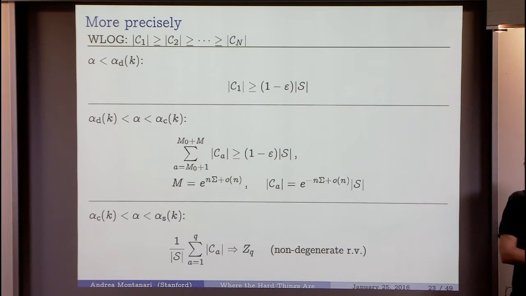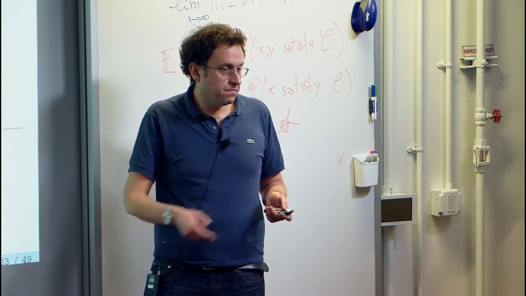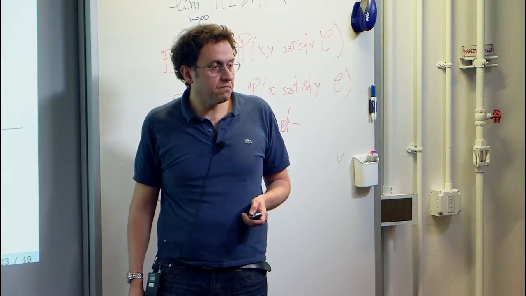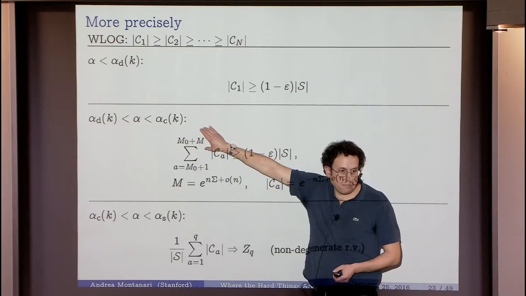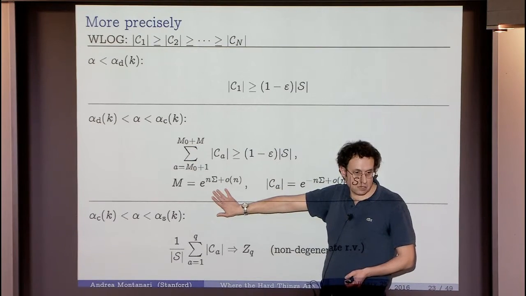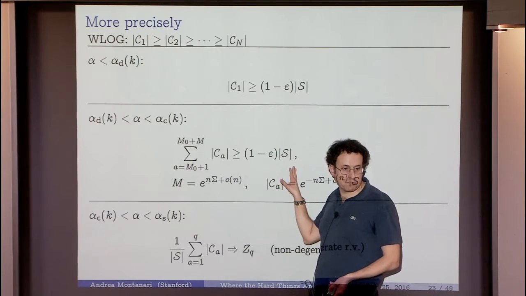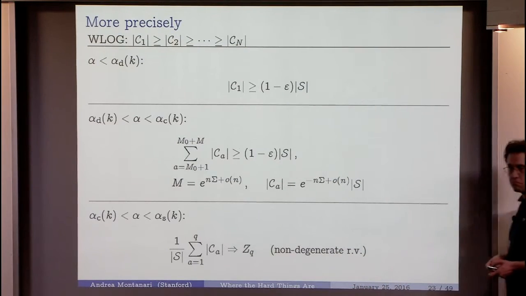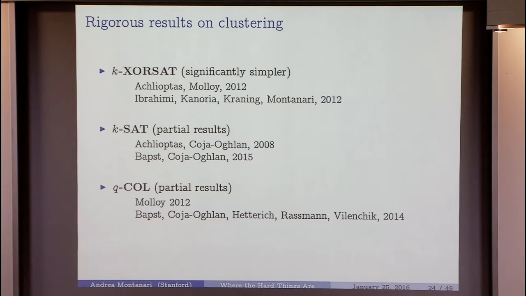So there exist M naught, M and sigma, such that a 1 minus epsilon fraction of S is contained in sets of size roughly e to the... Sets of this size, there exist M clusters where M is of this order, and they are all of this size, and they make up 1 minus epsilon of all the solutions. Now, there also exist bigger clusters, but they don't add up to too much. And in fact, as you imagine, it's not that there is big and small, there is a whole distribution of them.